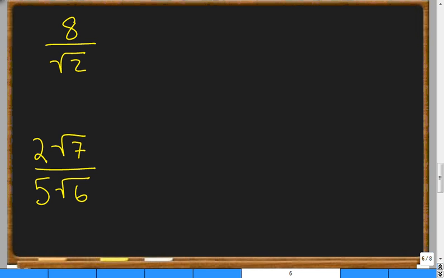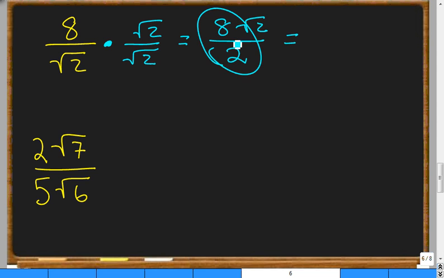Okay, so now we look at some different simplifying problems. Well, with this type of problem, 8 over the square root of 2, we need to get rid of the square root of 2. So we would multiply it by itself, and we have to multiply the top by it as well in order for this whole thing to be 1. So we get 8 times the square root of 2 divided by 2. Well, 8 over 2 is 4 times the square root of 2.